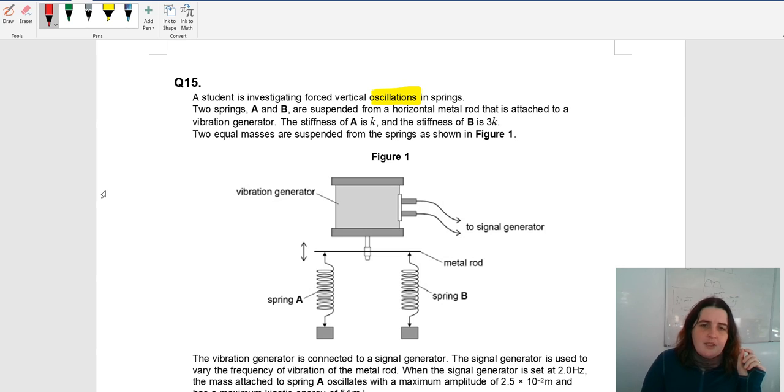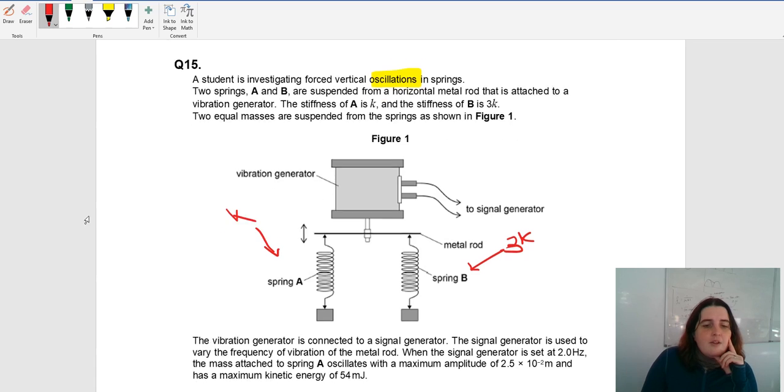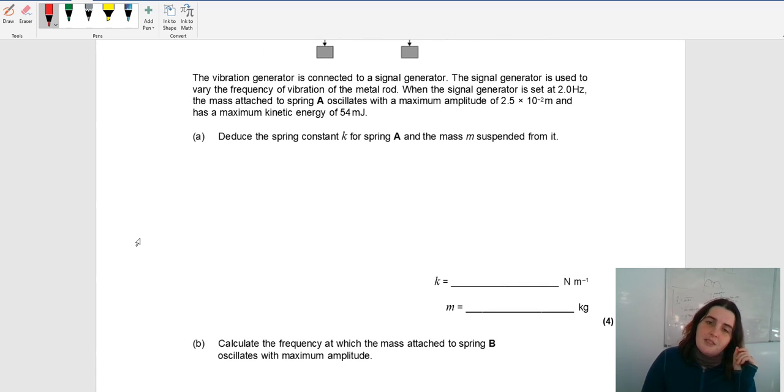Two springs A and B are suspended from a horizontal metal rod that is attached to a vibration generator. The stiffness of A is k, and this one has a stiffness of 3k. The vibration generator is connected to a signal generator, which is used to vary the frequency of the vibration of the metal rod. So it's forcing the objects to oscillate.